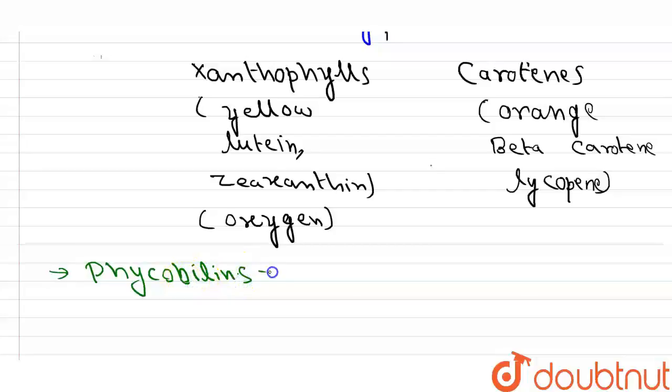Our other two options are phycobilins and anthocyanins. Phycobilins belong to the group of red or blue photosynthetic pigments present in some algae, red alga, cyanobacteria, etc. So although it is a photosynthetic pigment, it doesn't belong to the group of carotenoids.